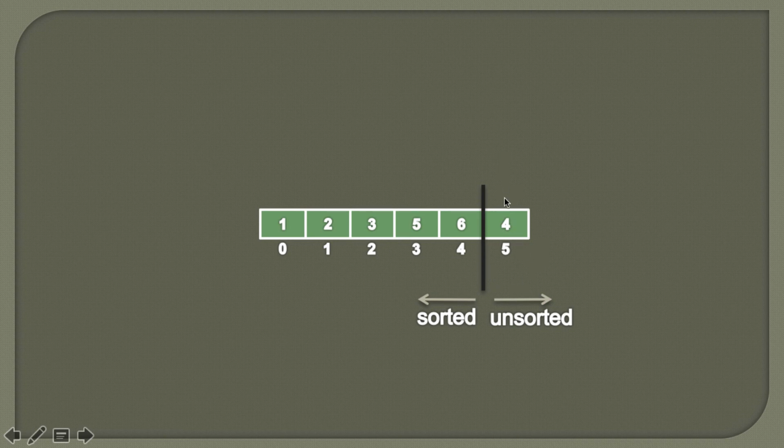So we simply pick the first element, which is 4. We store it into a temporary variable and we create an empty space here. Now we compare 4 with 6. So 4 is smaller than 6. So it must be lying before 6. But there is no space left here. So we simply shift 6 by 1 position here. So 6 comes here and we have an empty spot here.